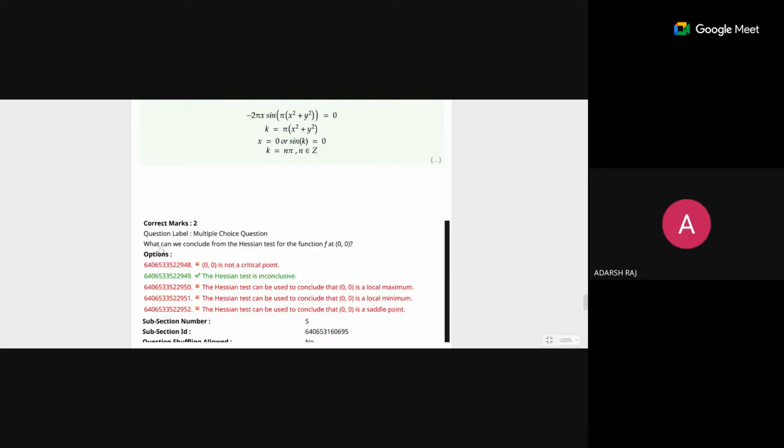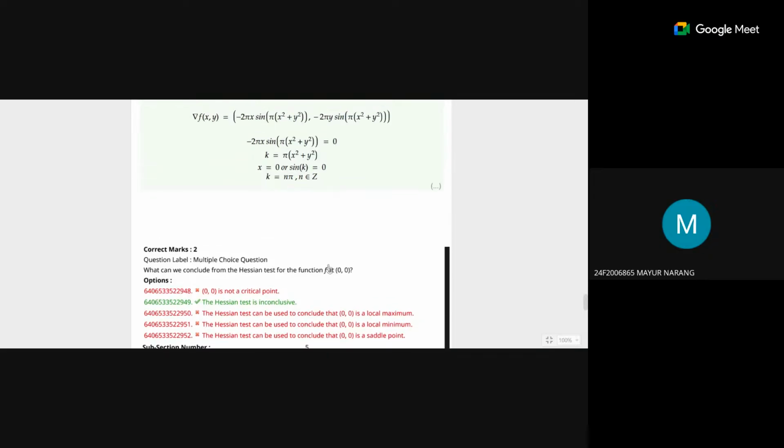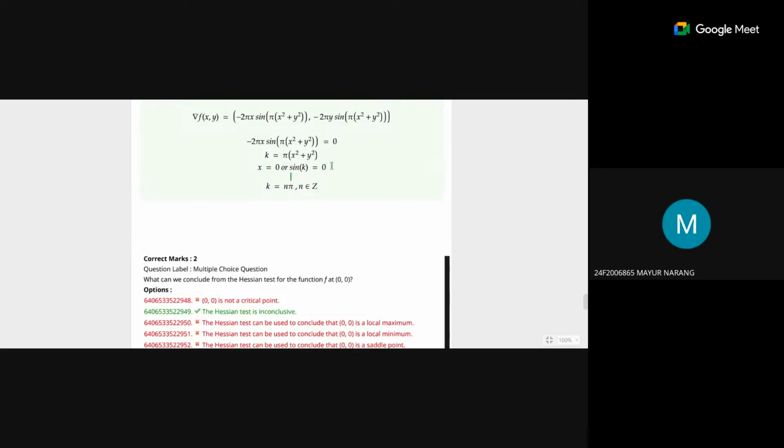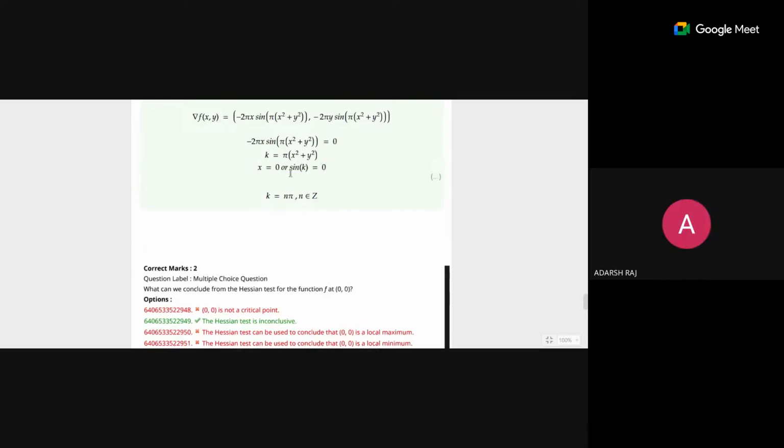So the question here: what can we conclude from the Hessian test for the function? Why have we written n here? Why have we computed 2n? When sin k is equal to 0, when will the value of sine of k be 0? If the value of k is n pi, which means the value of k will be a multiple of pi.